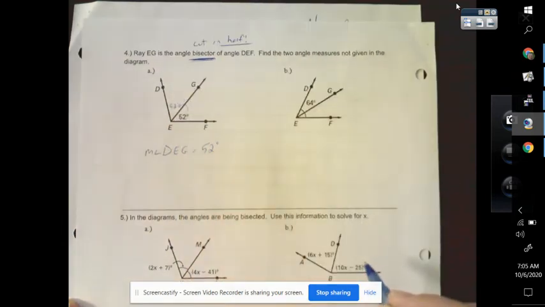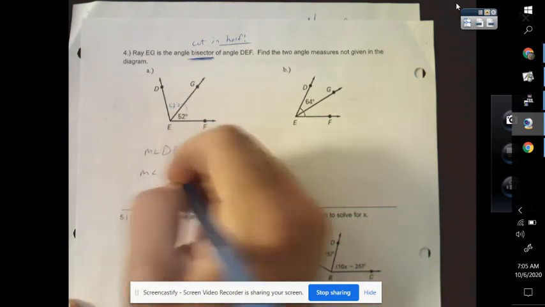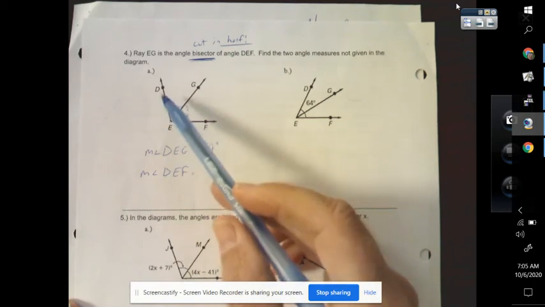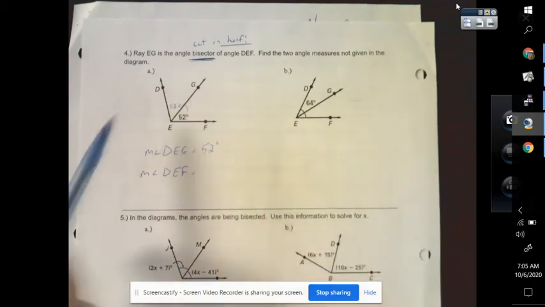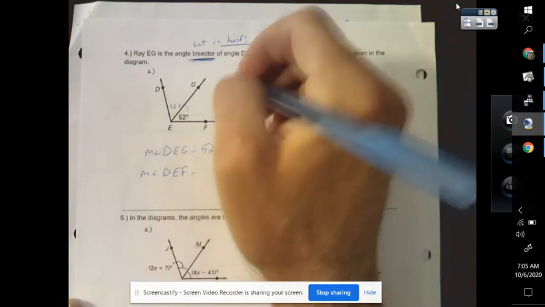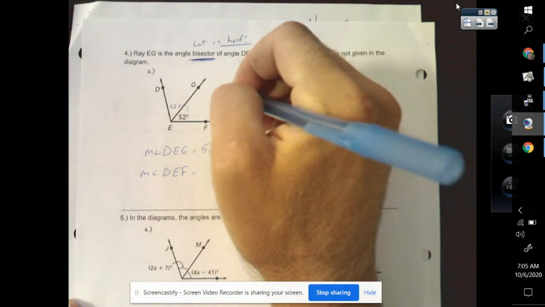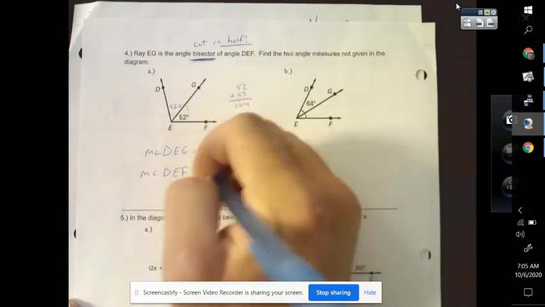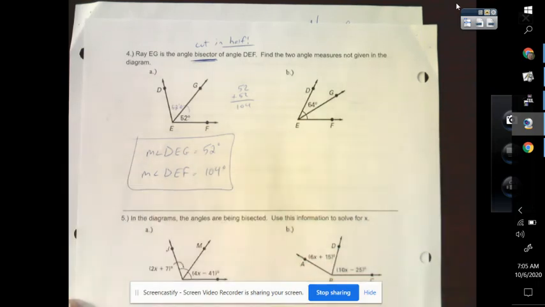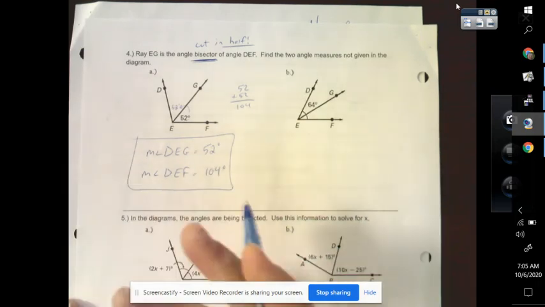Well, there's one more angle to find, and I would label these for you, so don't worry too much. But if you have that one, and you're trying now to find angle DEF, guys, when I read angles, DEF, right? So if I want the whole big angle, 52 plus 52, 104 degrees. There we go. All good. See how easy that is?